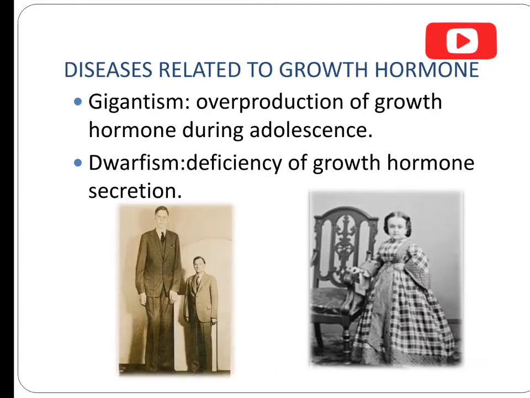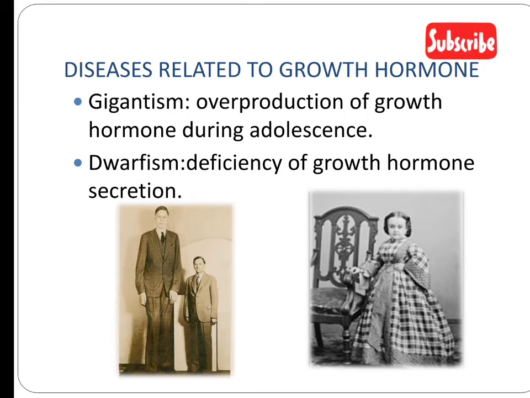You see, the deficiency of hormones causes different diseases. When there is a deficiency of the growth hormone, it causes diseases such as gigantism and dwarfism. Mostly the pituitary gland's main hormone is the growth hormone, but besides the growth hormone it also releases other hormones. You see, when there is overproduction of the growth hormone during adolescence, it causes gigantism. You can see in the picture, here the individual is suffering from gigantism.